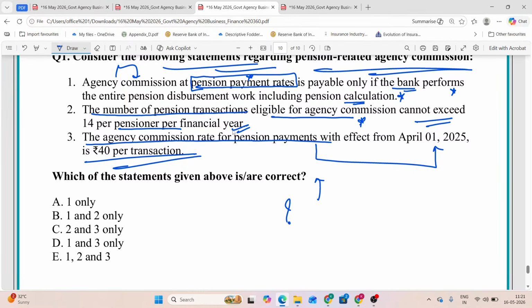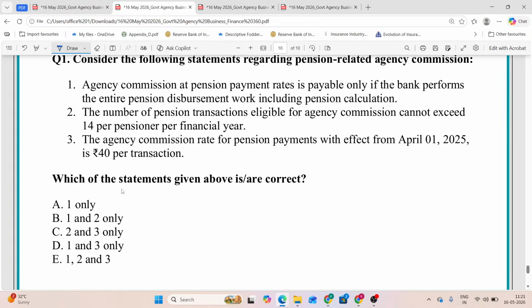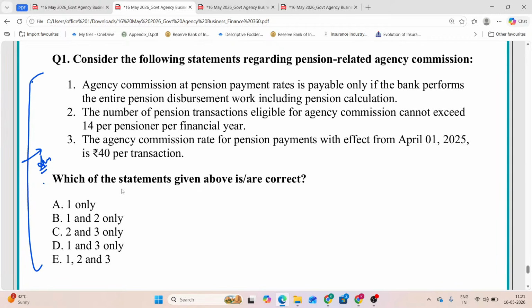That you have to answer. So this is the first question. I hope you will be easily able to answer this question. Which of the above statements is or are correct? That you have to tell.